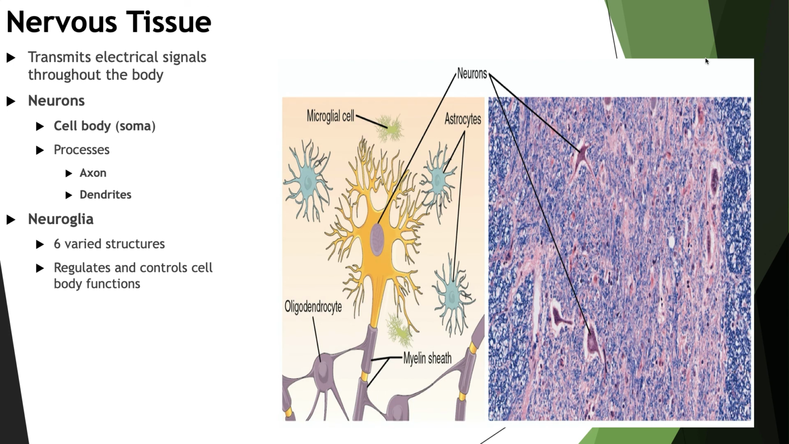The last tissue type we'll talk about is nervous tissue, which essentially serves to transmit electrical signals throughout the body. These are some of the largest tissue cells.